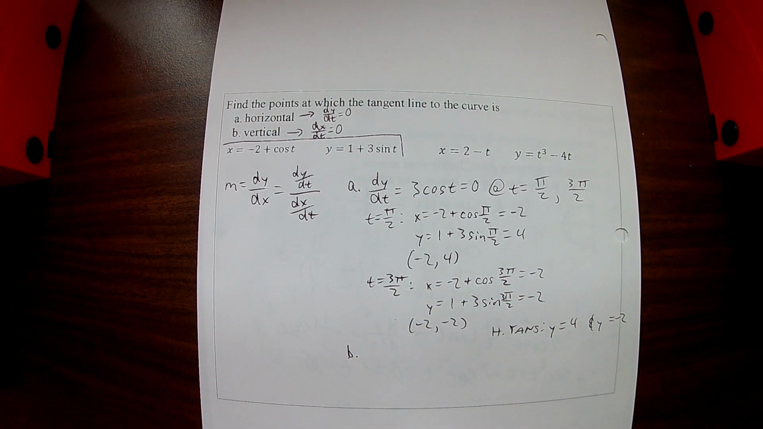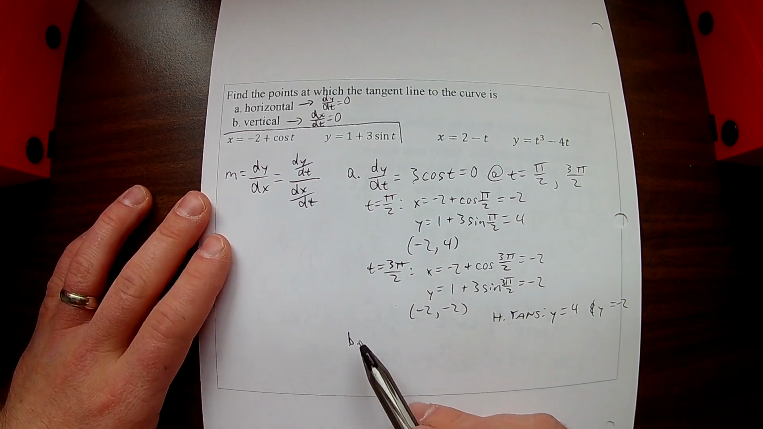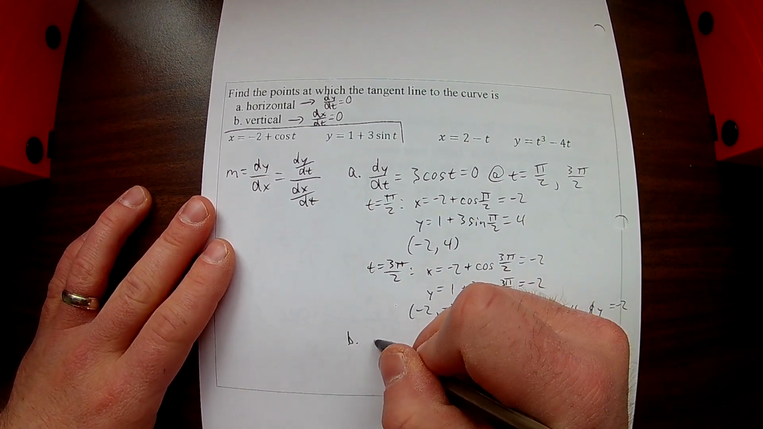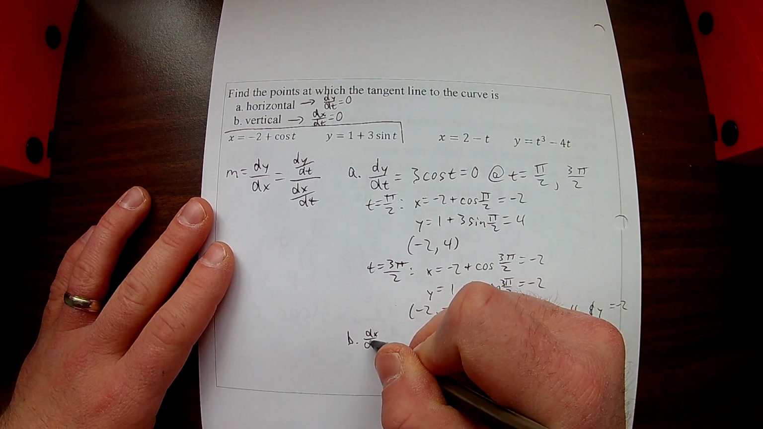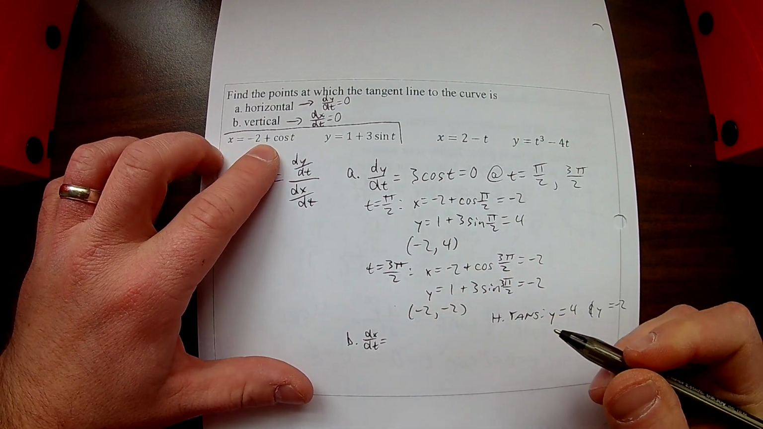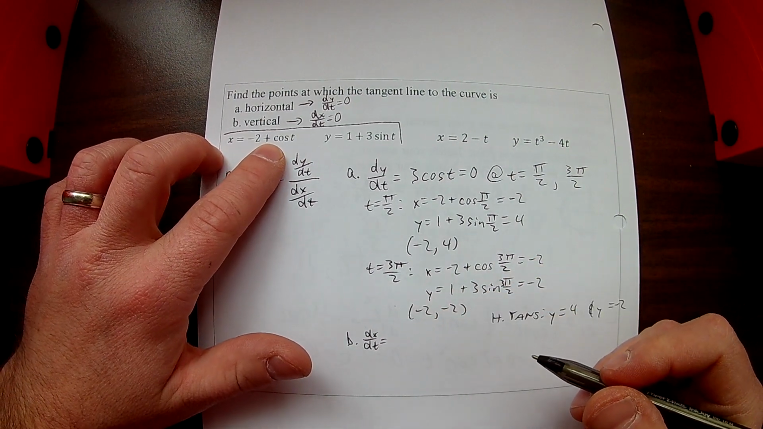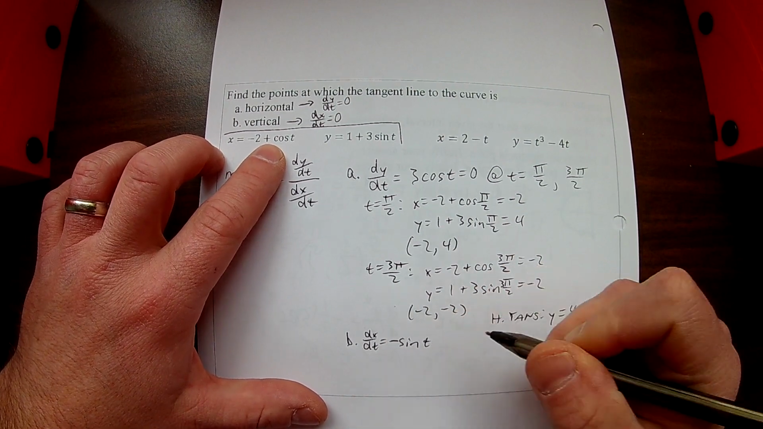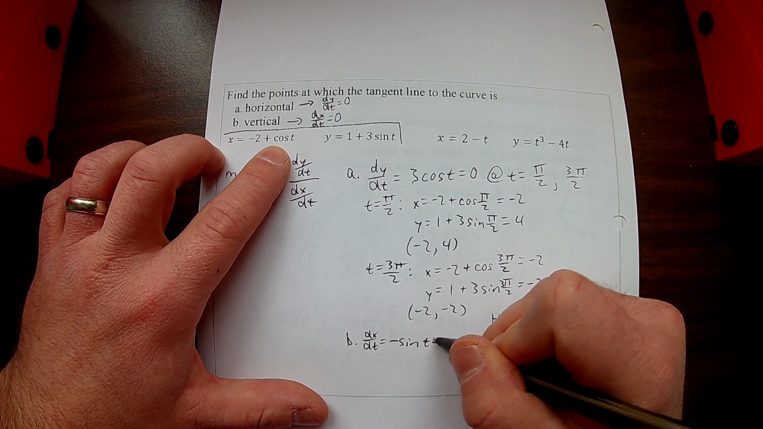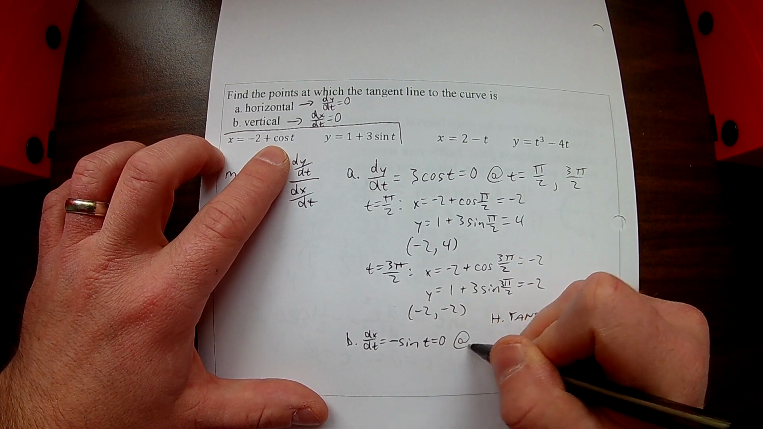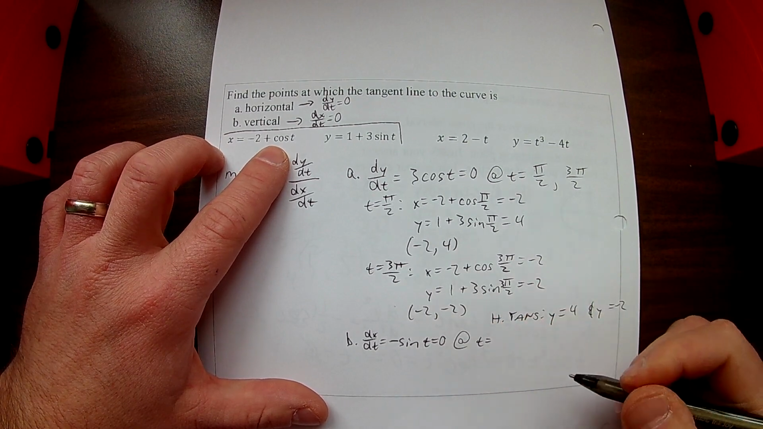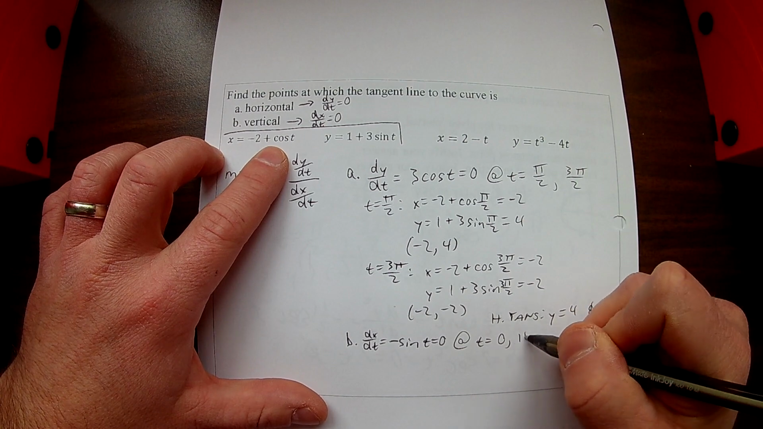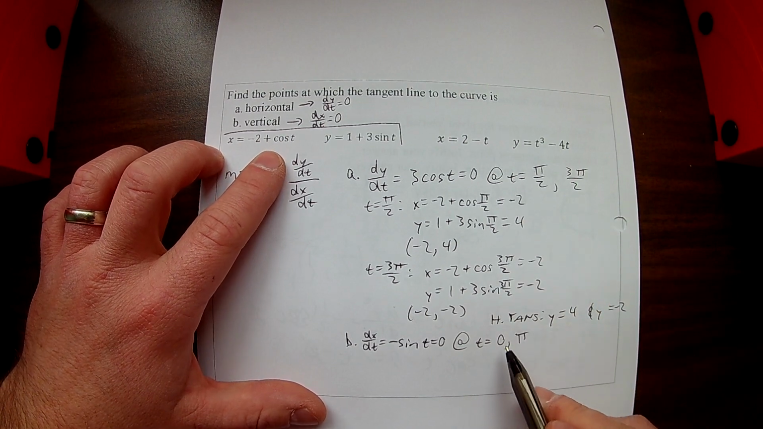Part b is the same thing, except this time I'm trying to find vertical tangents, so dx/dt equals 0. Looking at dx/dt, that is negative sine of t, which equals 0 at t equals 0 and pi. I'm going to neglect 2 pi because that would just loop it right back around.